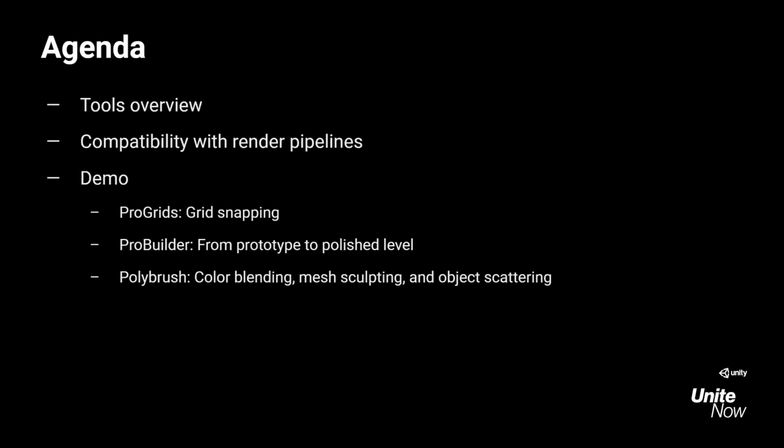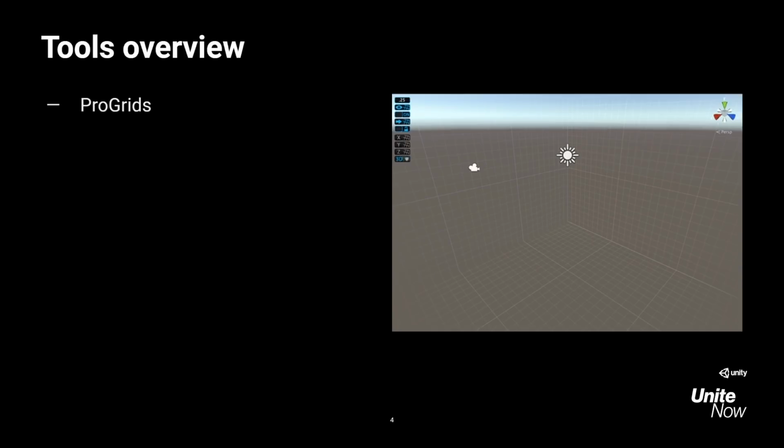Then using Polybrush, we will do some color and texture blending, mesh sculpting, and object scattering. Last but not least, we will create a custom shader that relies on the vertex color using shader graph. And then we will wrap up. So let's start with the overview of the tools with ProGrids.